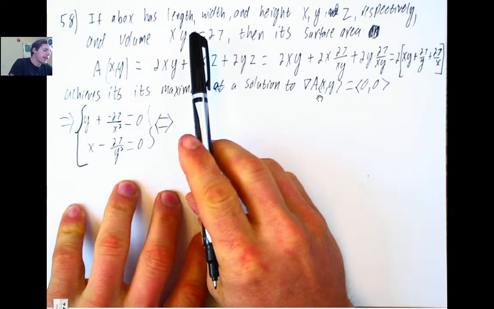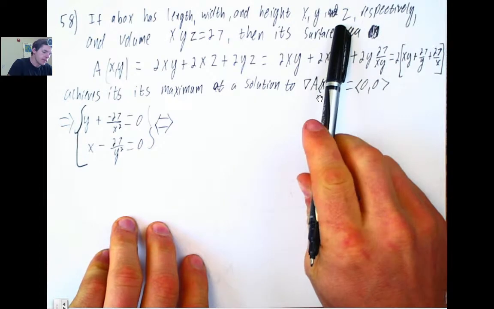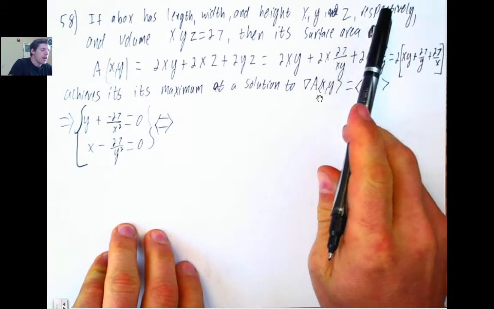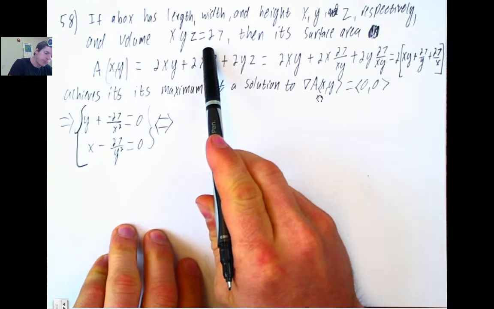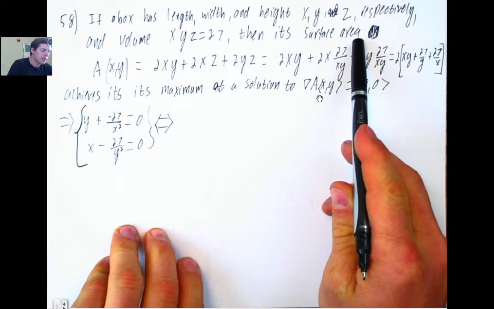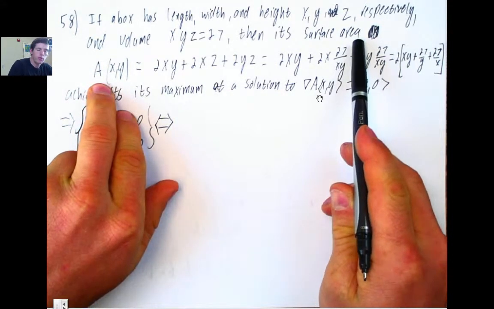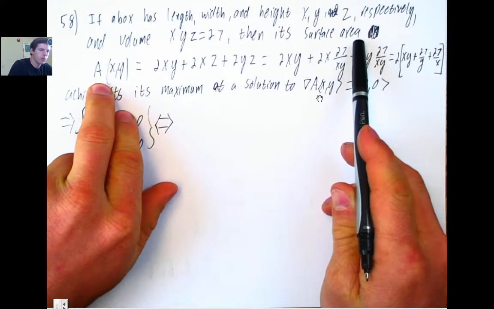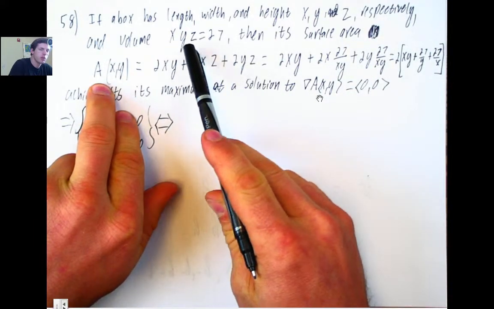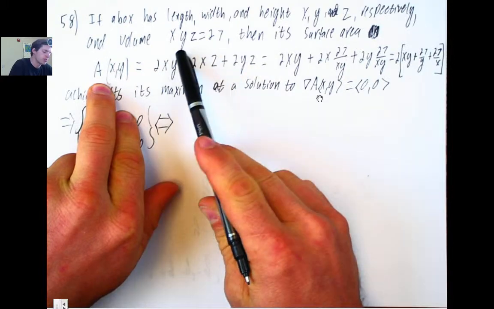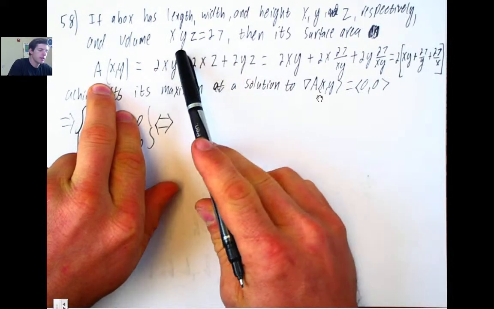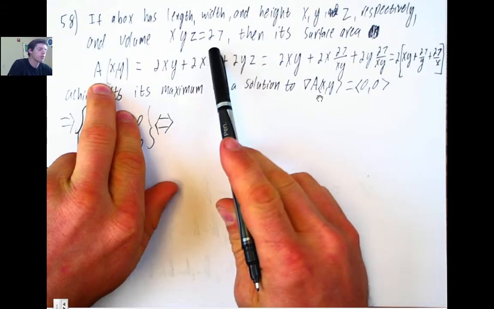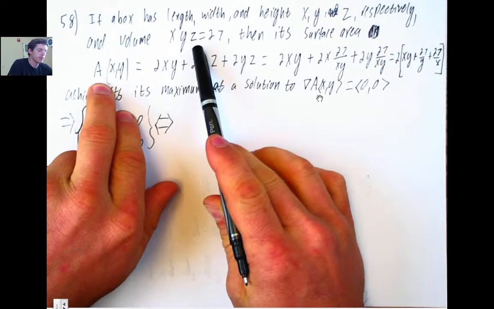If a box has length, width, and height x, y, and z, respectively, and volume x times y times z forced to be 27, then the surface area of that box is a function of only two of the three variables. You can eliminate one of those three variables through this constraint equation. That's a constraint on the relative sizes of the length, width, and height. Right? There's some relationship between the length, width, and height, that's a constraint.